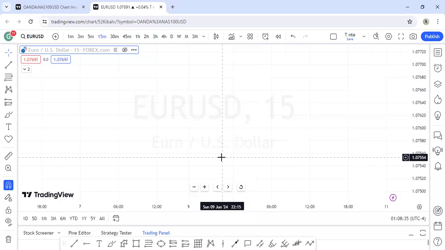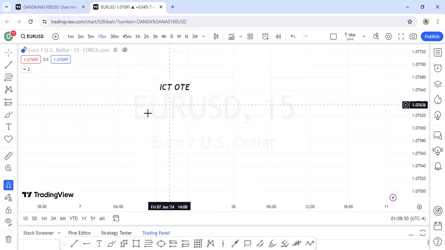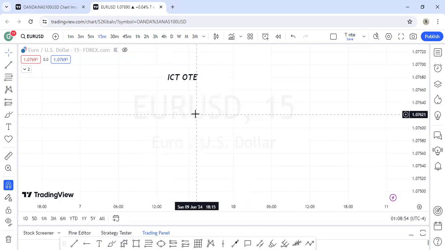Today's session is going to be very brief because there are not many nuts and bolts to this one. We call this the ICT optimal trade entry, or ICT OTE. It's a very simple and yet effective trading system, and it is one of my biggest arsenals.